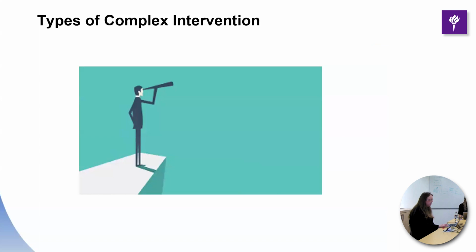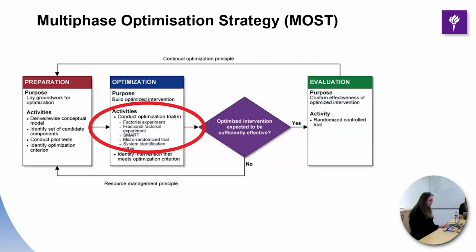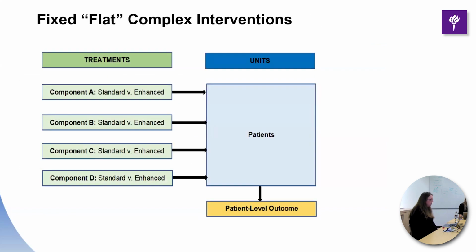So to start by defining what I mean by the different types of complex intervention I'm going to focus on, I see the work that I'm doing as basically adding to other types of optimization trial that aren't on the list at the moment. I see the current fixed complex intervention as a flat intervention, where you have a series of intervention components, A to D here, and each of those are randomized to a set of patients, and then you're collecting an outcome on the patient level.